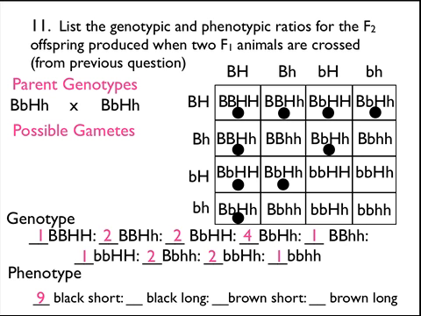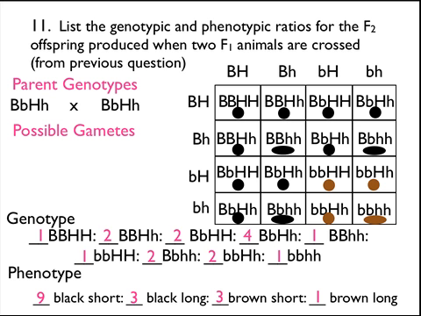Now I'm going to look for black long hair, and for that I'm going to use an elongated symbol just to remind me that that's what I'm looking for. And I only see 3 of them. It has to have at least a big B and little h's. So there are 3 of those. Next I'm going to look for brown short hair, and I'll use a brown circle for this one. And I need to see little b's and at least 1 capital H. And there are 3 of those. And last are the little b's, little h's, and that makes a brown long-haired bunny. So there is just 1 of those.